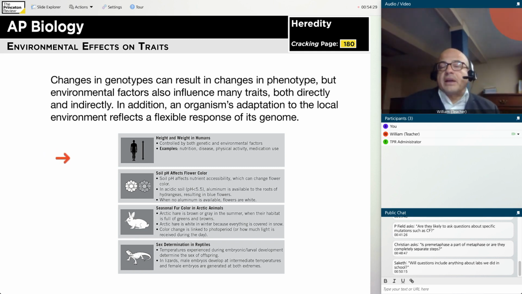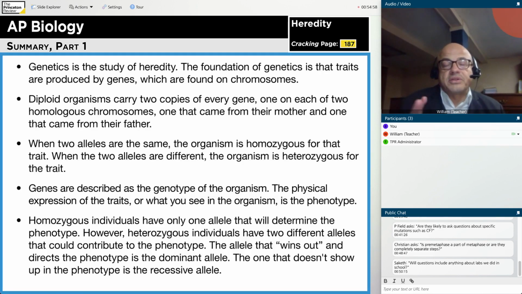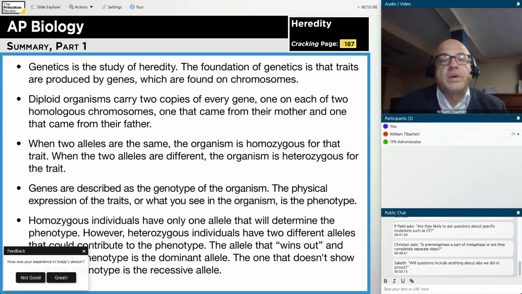And this goes back to, I believe, a question before about environmental effects that affect different things. Height and weight in humans can be controlled by genetic and environmental factors, but other things are involved. Let's say an environment can affect the soil and its pH and accessibility, or seasonal fur in Arctic animals, or sex determination in reptiles. However, again, like I said, if you're talking about the singular cellular level, then there are other ways to look at this.